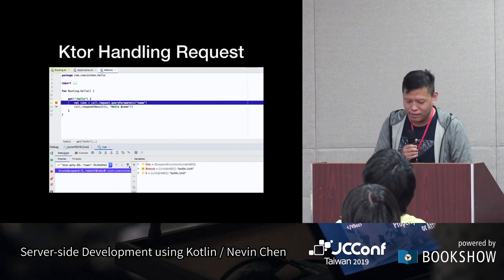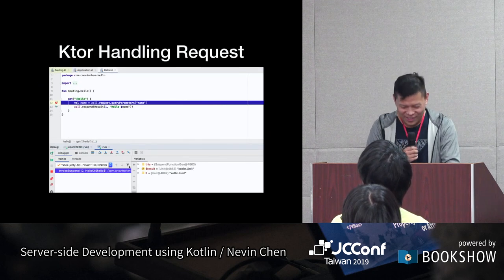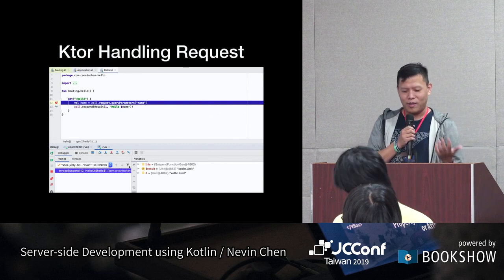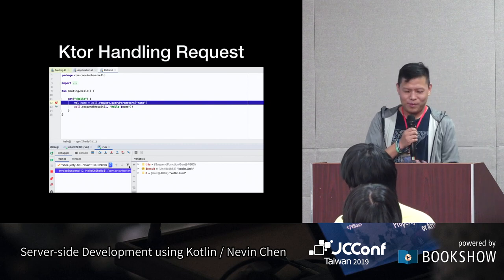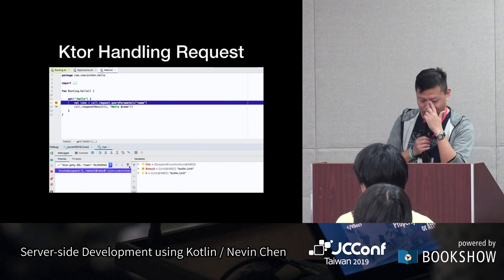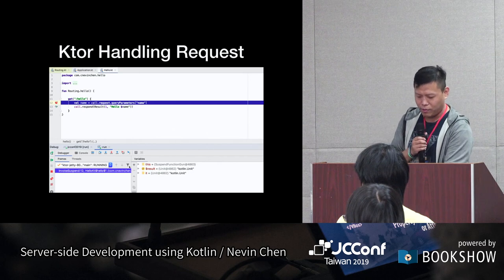In Kotlin, it's a suspension function. So you don't know where it came from. If anyone knows where the suspension call starts, please let me know. I'm still figuring it out as well. So it's a suspension function. Every method call in Kotlin is a suspension function.